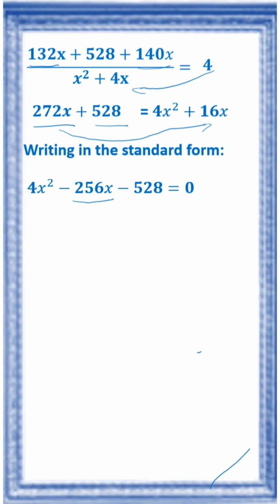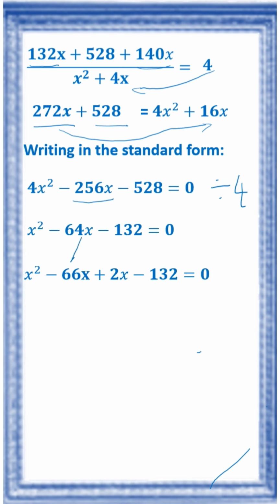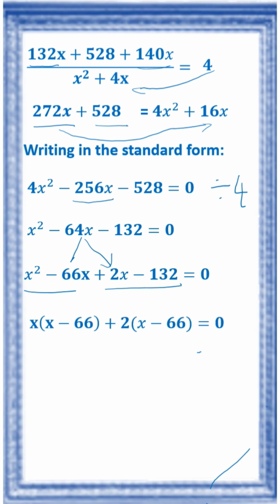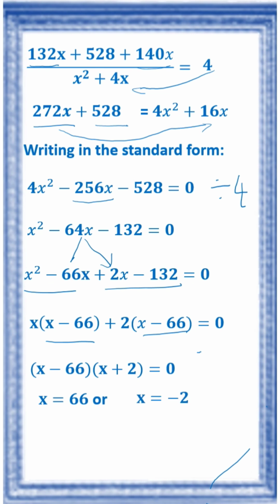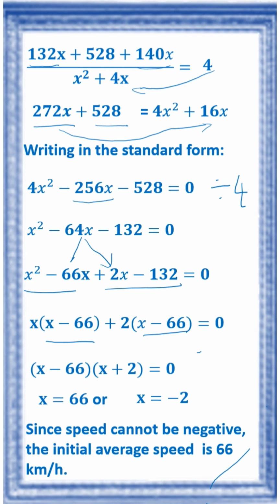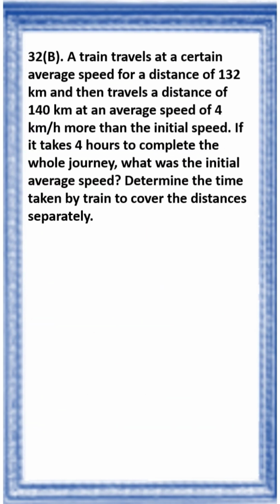Now divide the whole equation by 4 since 4 is common. x square minus 64x minus 132 is equal to 0. Now factorize by splitting the middle term. x square minus 66x plus 2x minus 132 is equal to 0. Now group. Here common is x, so x into x minus 66 plus 2 into x minus 66 is equal to 0. Now x minus 66 into x plus 2 is equal to 0. So x is equal to 66 or x is equal to negative 2. Since speed cannot be negative, the initial average speed is 66 km per hour.